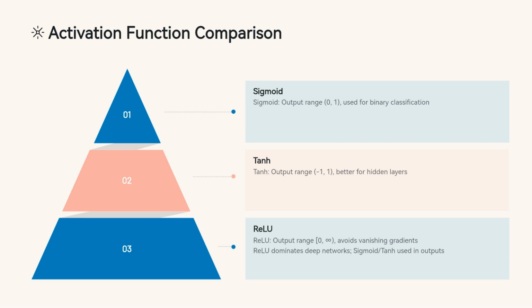On the other hand, ReLU is widely used in hidden layers of deep networks because it avoids the vanishing gradient problem and is computationally efficient. ReLU is preferred for training deep networks, while Sigmoid and Tanh are used primarily in output layers for specific tasks like binary classification and regression.